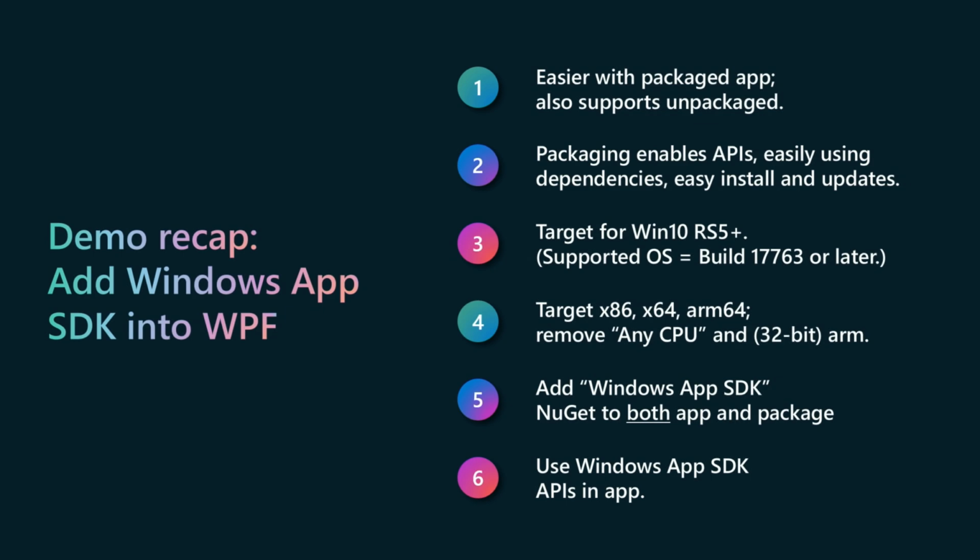The key thing to use WinApp SDK is that you need to target your app for Windows 10 RS5 and later, which is the build 17763 that we showed. You also target the specific processor architectures for x86, x64, and ARM64, and you remove Any CPU and the 32-bit ARM. You add WinApp SDK as a NuGet package to both your app and the package. That will allow you to call the APIs and to deploy WinApp SDK as part of your installation. And then finally, you call the APIs and you're all good to go.